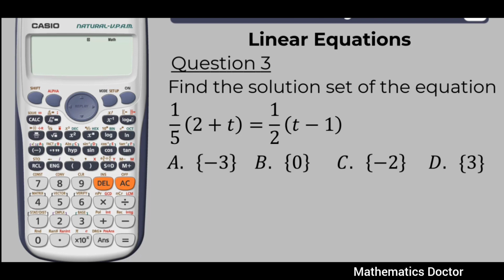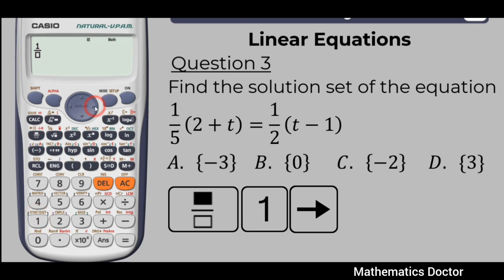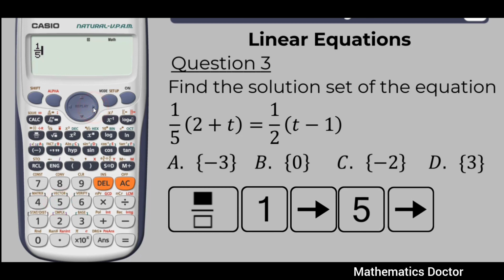Now, if you want to use the calculator, you have to input the linear equation on the calculator. So first of all, have the fraction. So press the fraction key. Then you press 1 at the numerator. Press the arrow key to the right hand side to bring the indicator to the denominator. Then you press the 5. Now press the arrow key to the right hand side to bring the indicator to the side of the fraction.